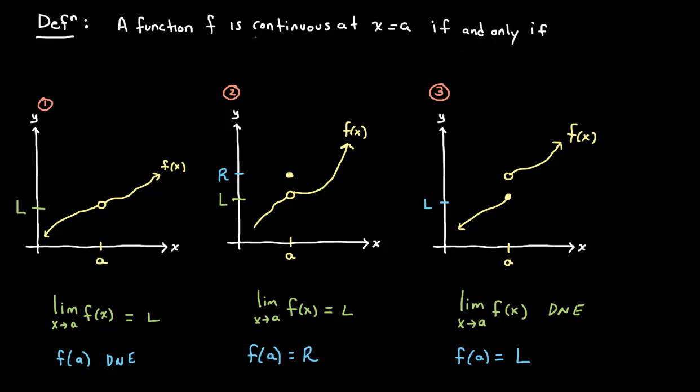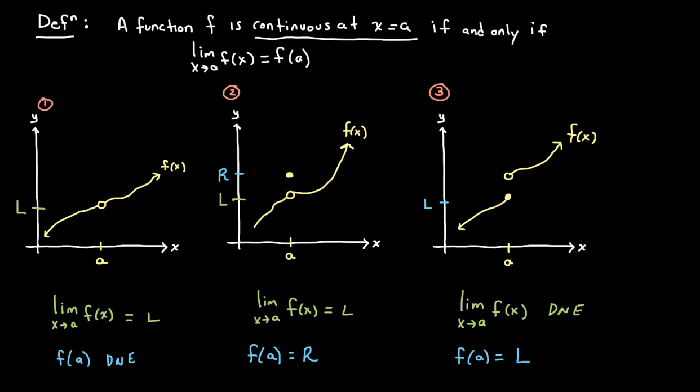So a function is, I'm going to underline this, continuous at x equals a. It doesn't say a function is continuous if and only if. So a function f is continuous at x equals a if and only if the limit as x approaches a of f of x is equal to f of a.